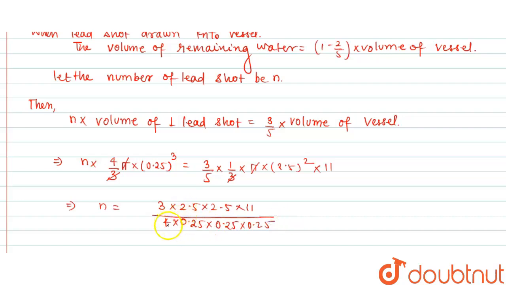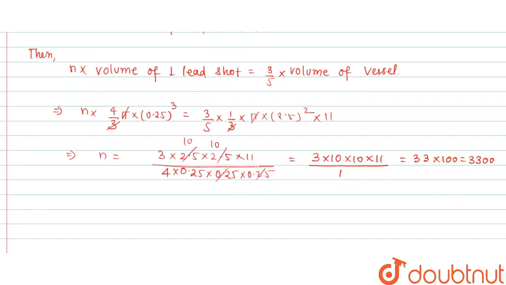So we will divide here 2.5 by 0.25, so it will become 10. Similarly, this value will also be written as 10, and this is 4. So 4 into 0.25 is equal to 1. So this value is equal to 3 into 10 into 10 into 11 upon 1. So 10 into 10 is 100 and 3 into 11 is 33. So 33 into 100 is equal to 3300. So the number of lead shots is 3300.